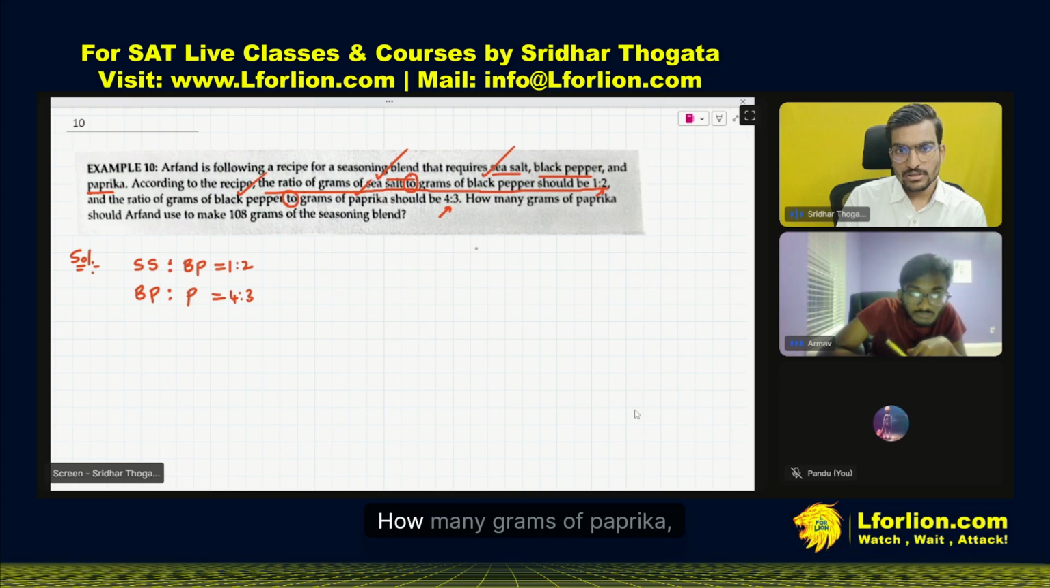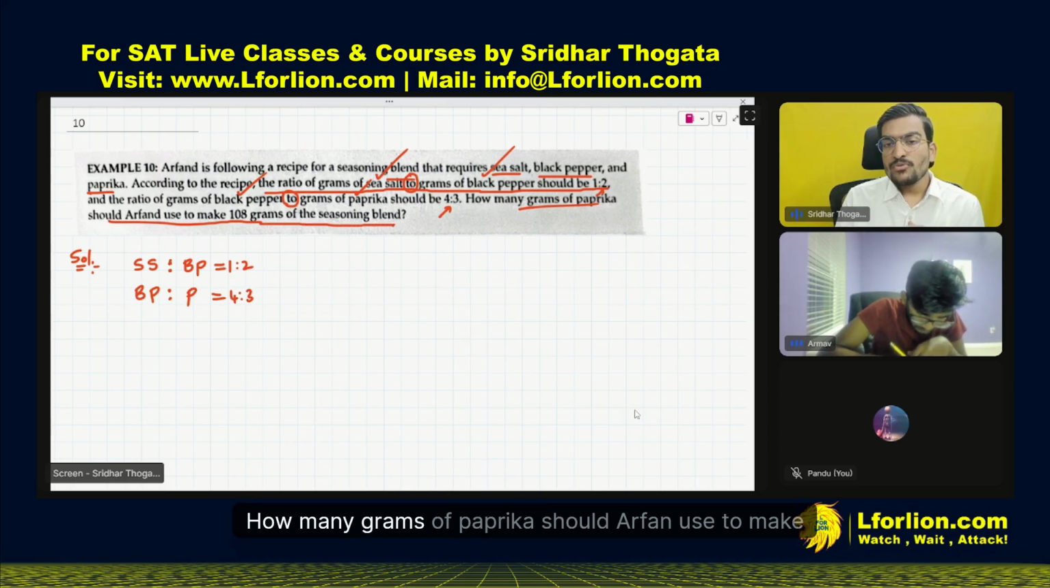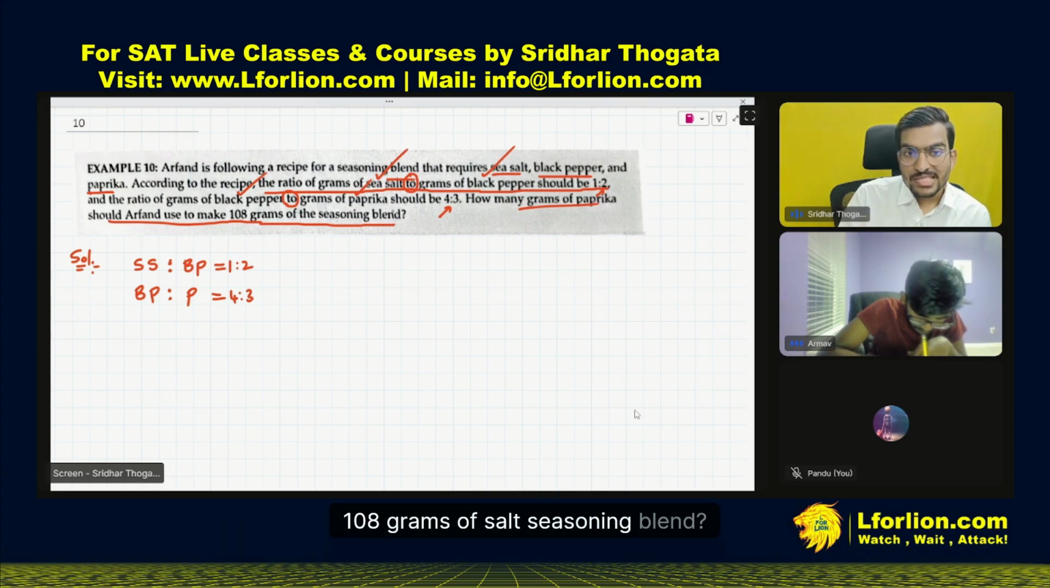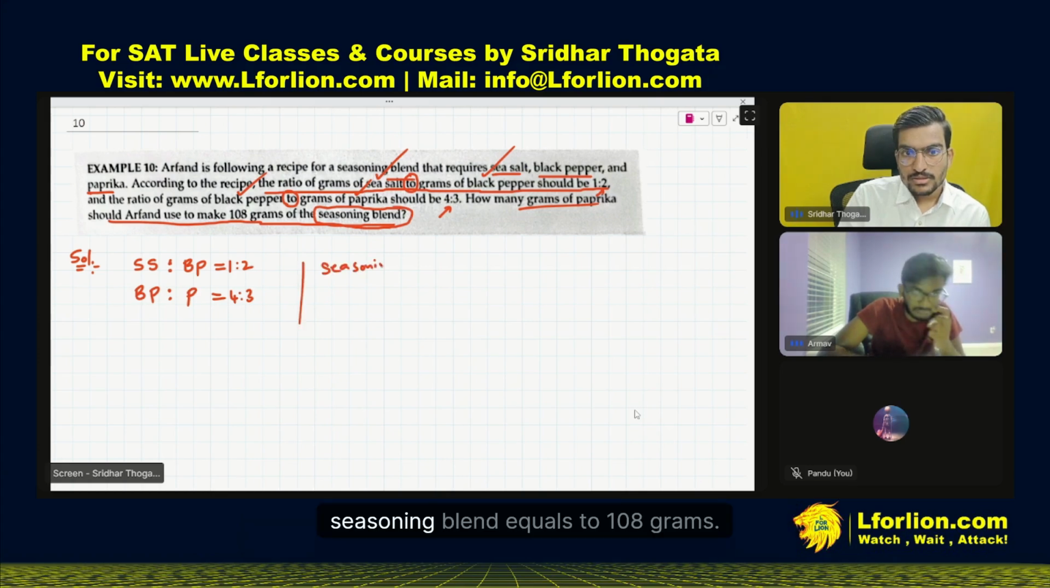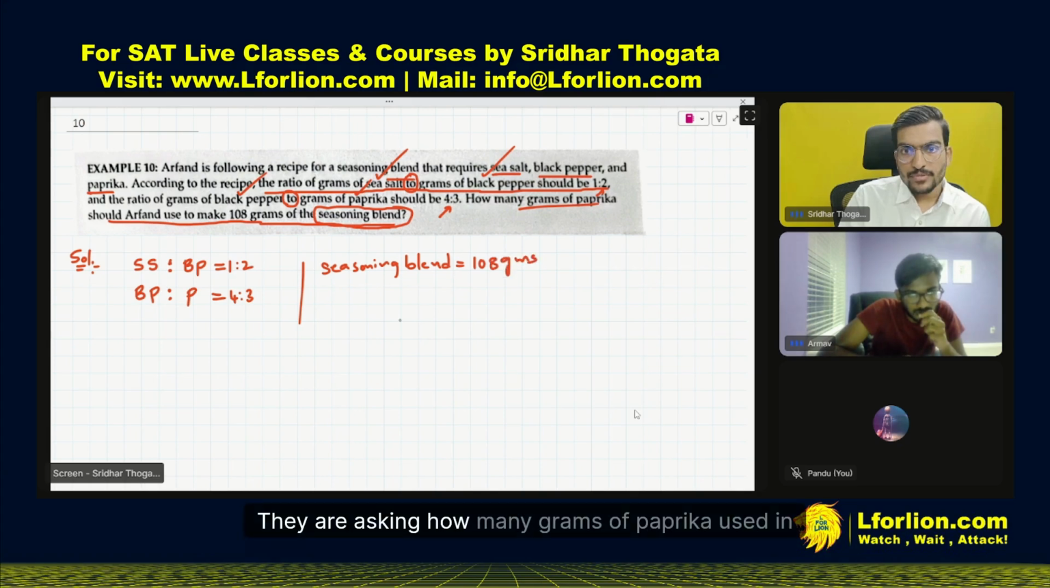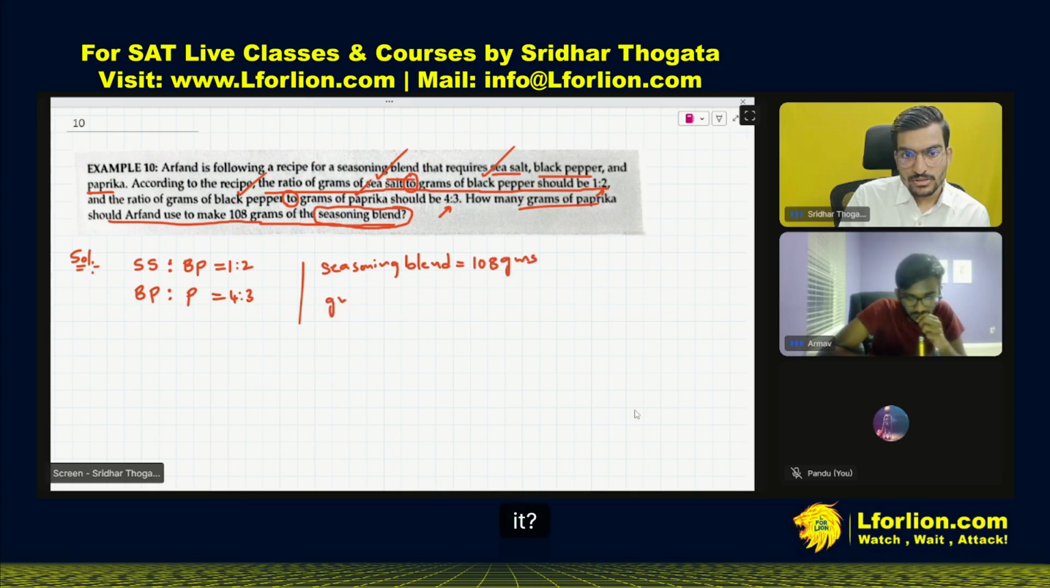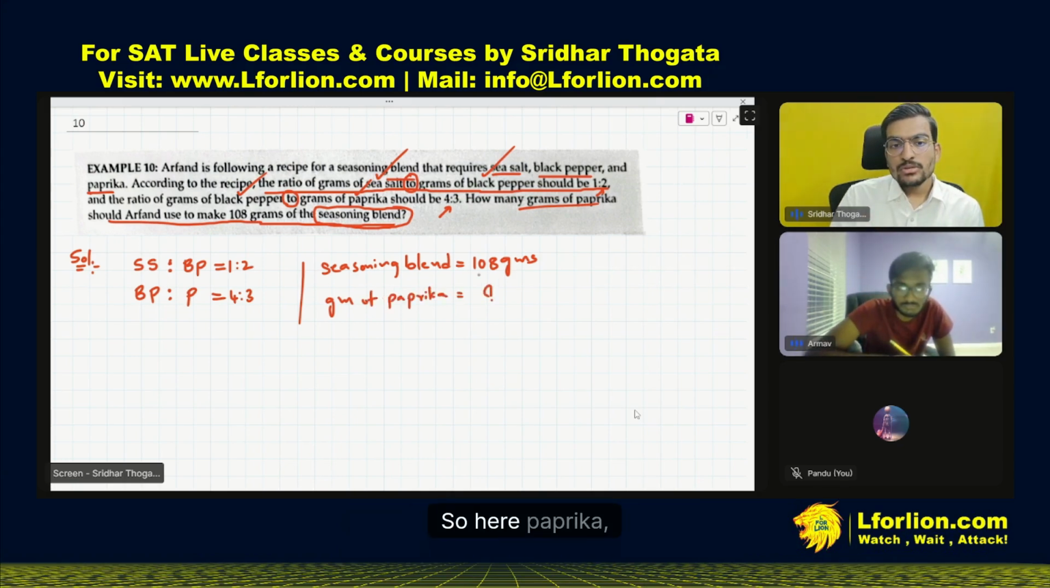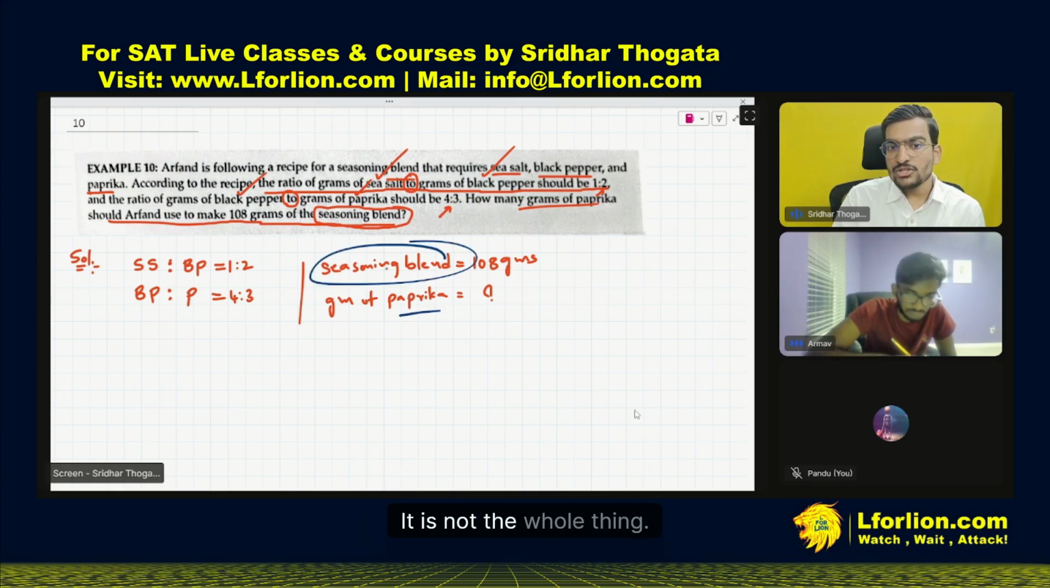Now, what is the question? How many grams of paprika should Arfan use to make 108 grams of seasoning blend? So what they are saying is the seasoning blend equals 108 grams. They are asking how many grams of paprika are used in it. This is a part of the complete blend, not the whole thing. So what part is paprika actually?